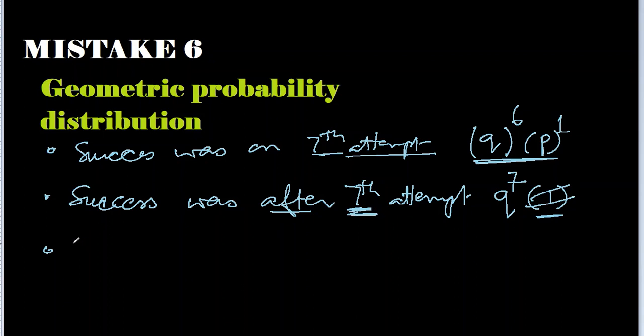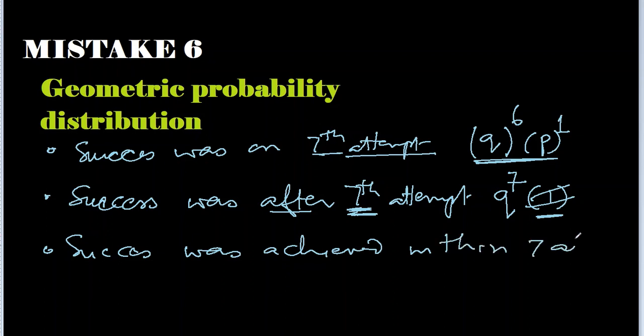Okay? And the third type of question is success was achieved within 7 attempts. That means again they're not telling you whether it was the first attempt, second attempt, third attempt, or 7th attempt. We don't know, right? But what we are sure about is that the person did not fail in all of the first 7 attempts. He certainly got a success within 7 attempts. So this was the failure of 7 attempts. In that case, we write 1 minus q to the power 7.